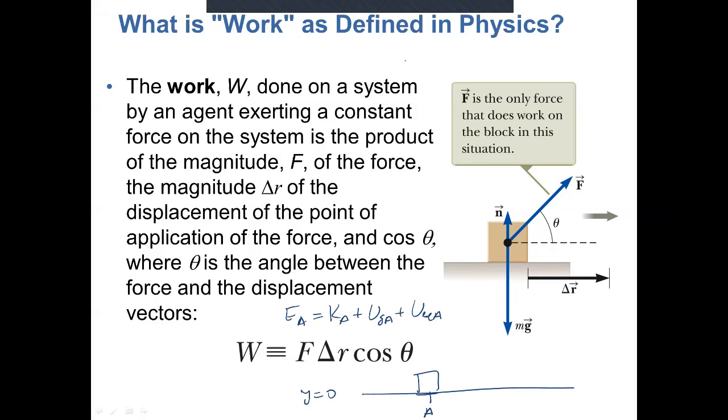Well, it's not moving, so there is no kinetic energy. It doesn't have a height difference with respect to the reference point, right? It is at the reference point, so there is no gravitational potential energy. We're not changing its size or shape, so there is no elastic potential energy. So what is the energy at point A? Well, it's 0. There is no energy.